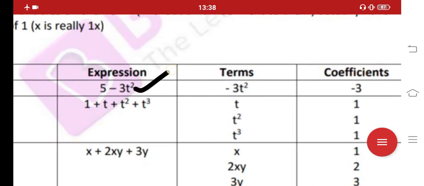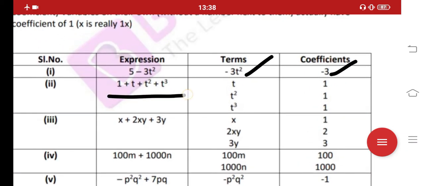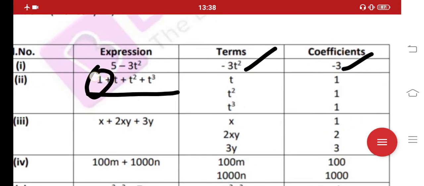Now what is the variable here? It is t square. And what is multiplied with t square? Minus 3 is multiplied with t square, so minus 3t square is a term having a variable, and the coefficient is minus 3. Now here in the second option, 1 plus t plus t square. Here you can see 1 is all alone, no variable is multiplied with 1, so we cannot consider this term to take out a numeric coefficient.